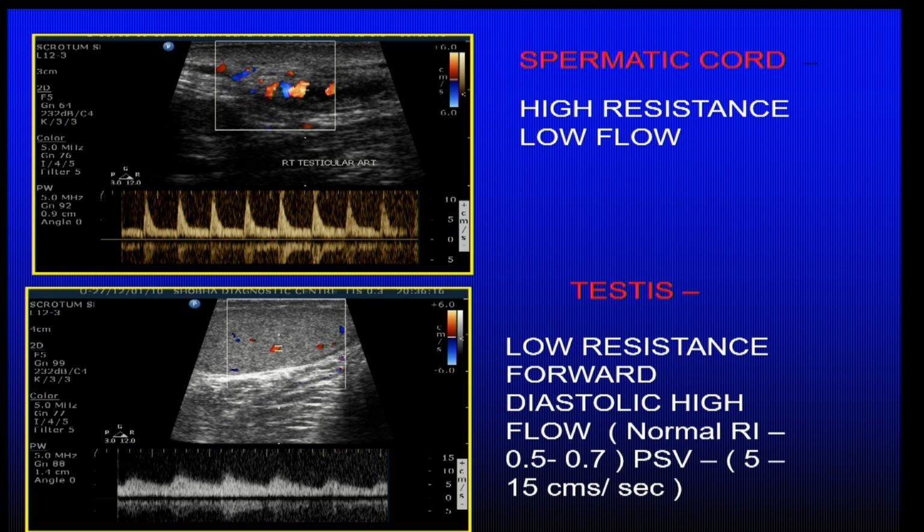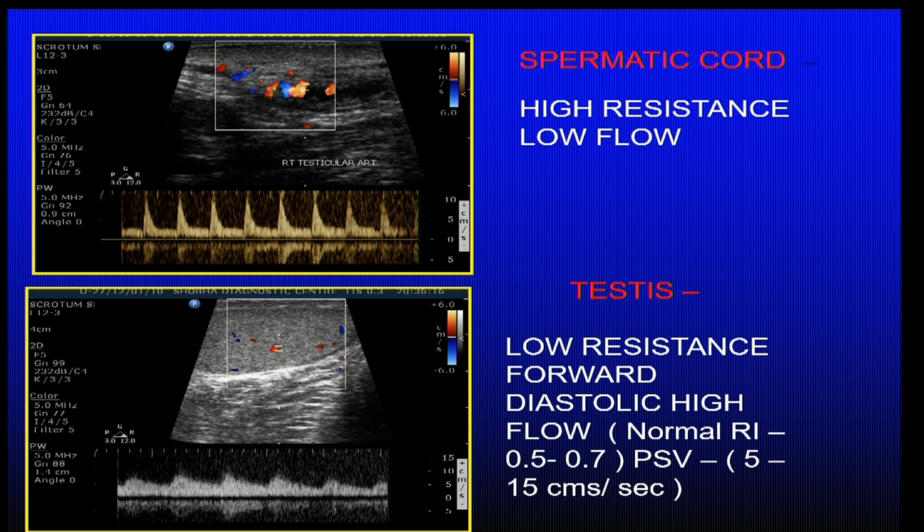You should always remember the testis is a very important organ to a male body. So God has devised it such that there is continuous flow throughout the cardiac cycle. You remember your umbilical artery flow, the seesaw patterns. Throughout the diastole we are getting good flow, so a typical low resistance pattern, forward flow throughout the diastole. This is the spectral tracing in any kind of scrotum Doppler.